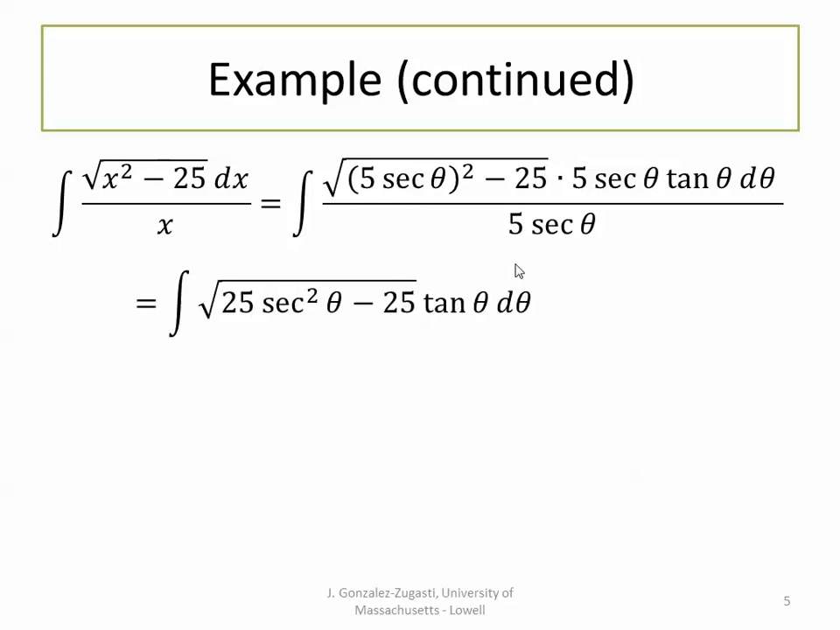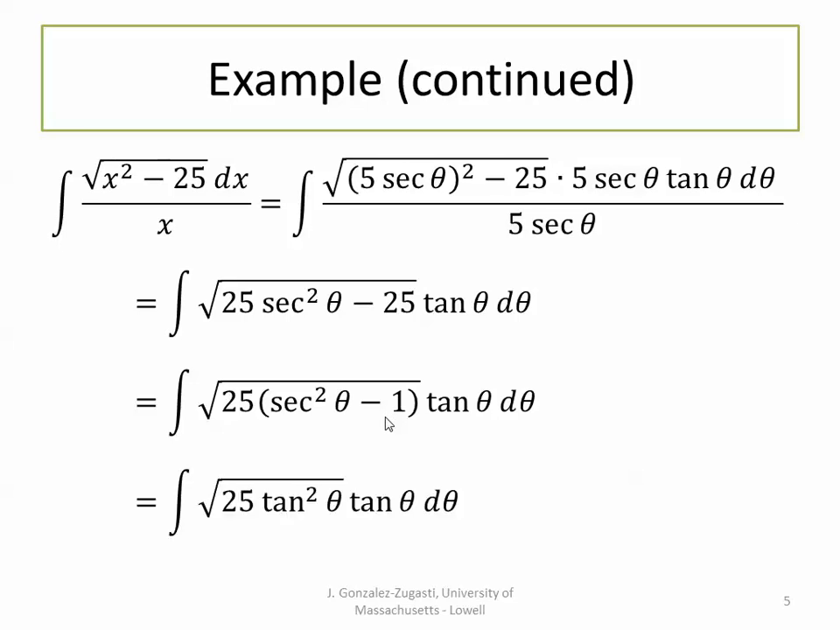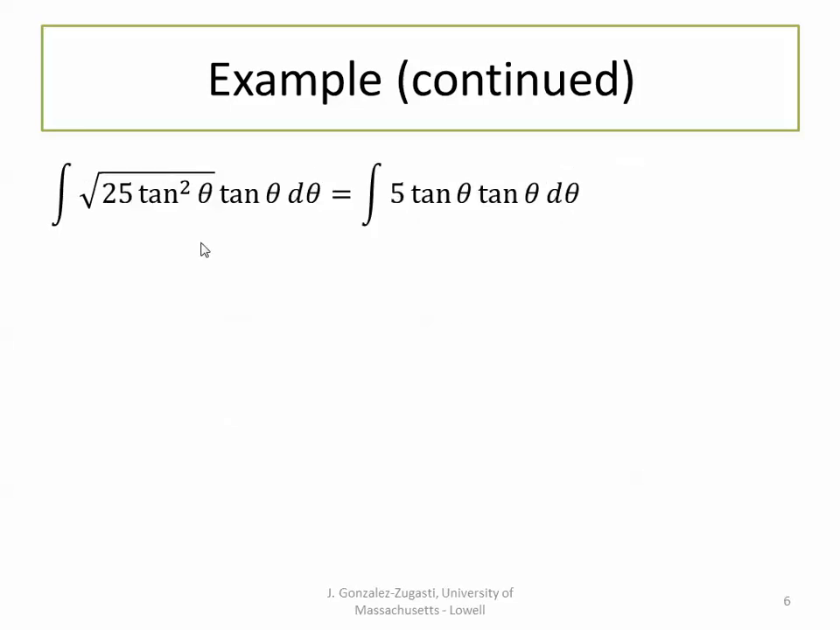So this integral becomes the integral of the square root of 25 secant squared theta minus 25, all times tangent theta d theta. Now under the radical, I can factor out a 25, and then we're left with 25 times secant squared theta minus 1. Well, secant squared theta minus 1 is equal to tangent squared theta. Making that change here, now we just simplify what's under the radical sign to get, we now want to evaluate the integral of 5 tangent theta d theta. Or in other words, the integral of 5 tangent squared theta d theta.